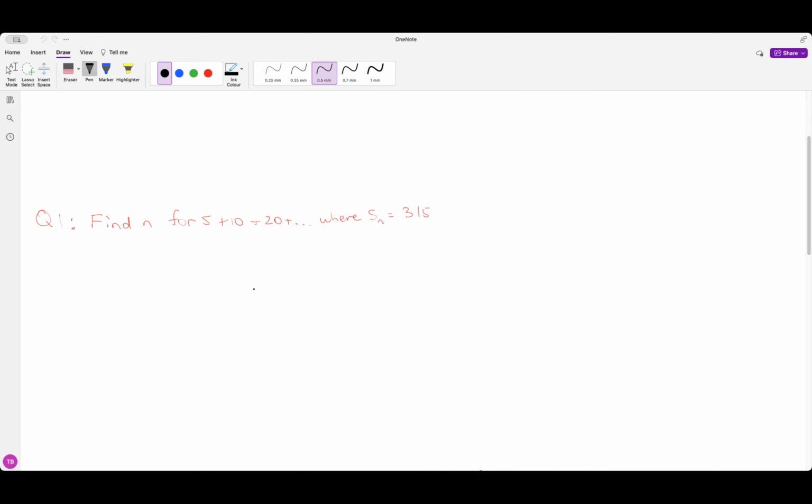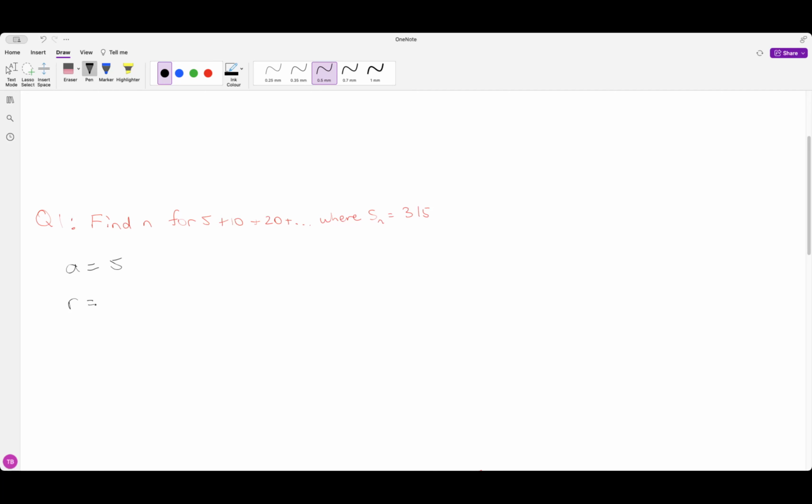First question says to find n for 5 plus 10 plus 20 plus so on, where the sum of n terms is 315. All right, so looking at this, first thing I want to do when I look at any sequences and series question is to extract as much information as I can from the question. In this case, I'm given pretty much everything I need apart from n, which again is really helpful because that's what I'm trying to find. So I have my a. My a is always my first term, which is 5.